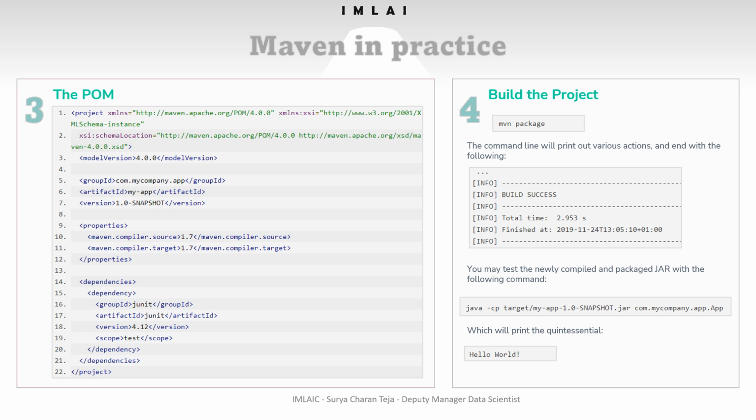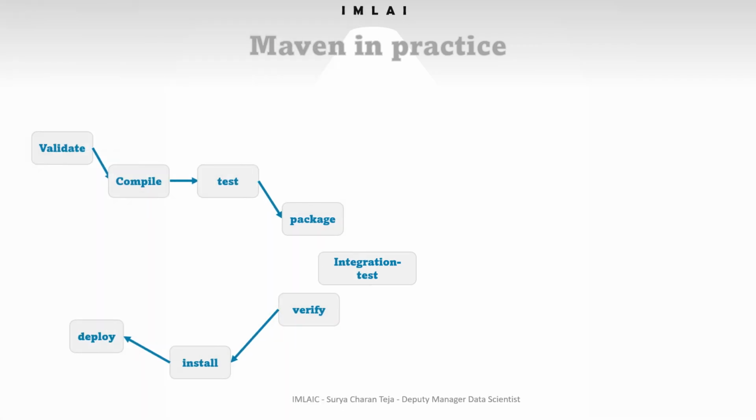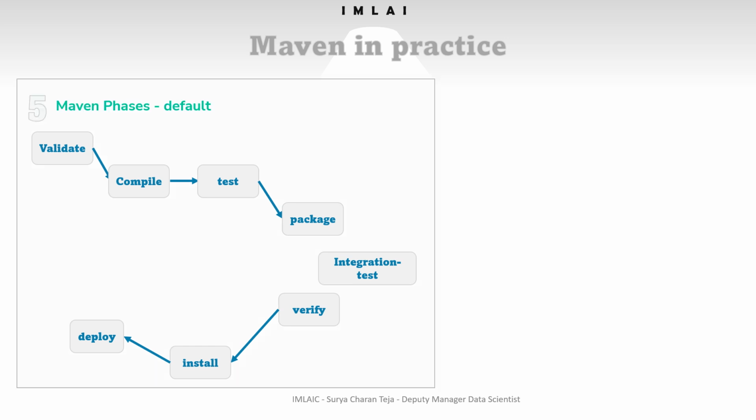Before we jump into the Maven main project, let's go through whatever we have discussed so far, like phases and life cycles and everything. So we'll have some Maven phases. This is the default one. In the default life cycle, the Maven phases are: validate, the project is correct and all necessary information is available.